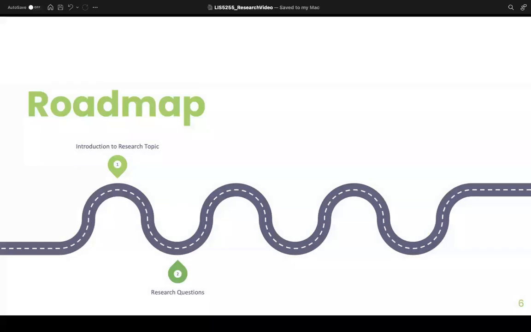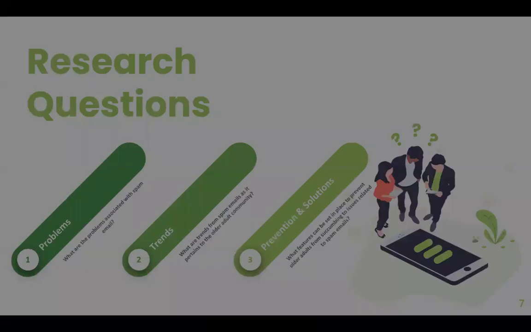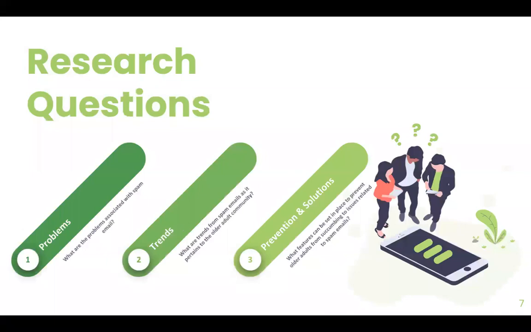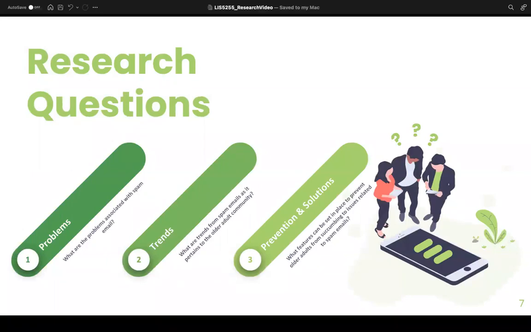Therefore, this paper aims to address the following research questions. What are the problems associated with spam email? What are the trends from spam emails as it pertains to the older adult community? And what features can be set in place to prevent older adults from succumbing to issues related to spam emails?